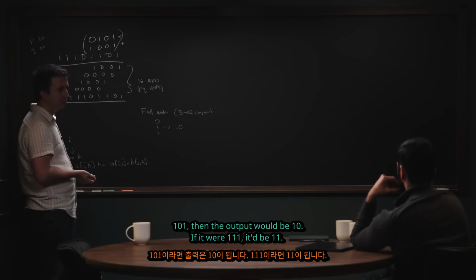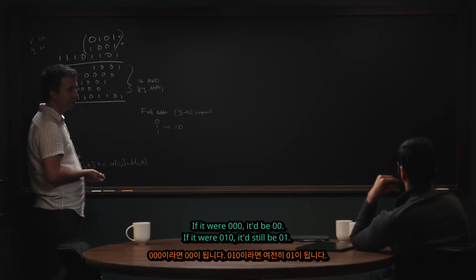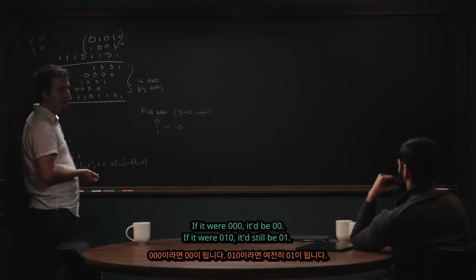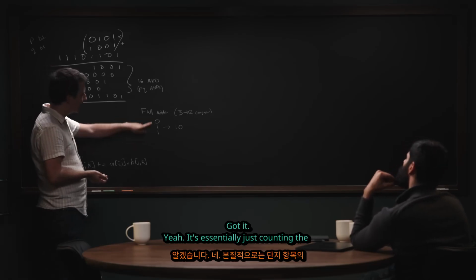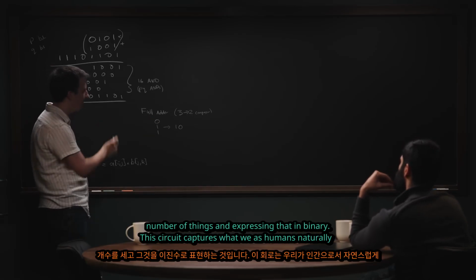If the inputs in the full adder are, let's say 1, 0, 1, then the output would be 1, 0. If it was 1, 1, 1, it'd be 1, 1. If it was 0, 0, 0, it'd be 0, 0. If it was 0, 1, 0, it'd be 0, 1. So yeah, it's just counting essentially the number of 1s and expressing that in binary.